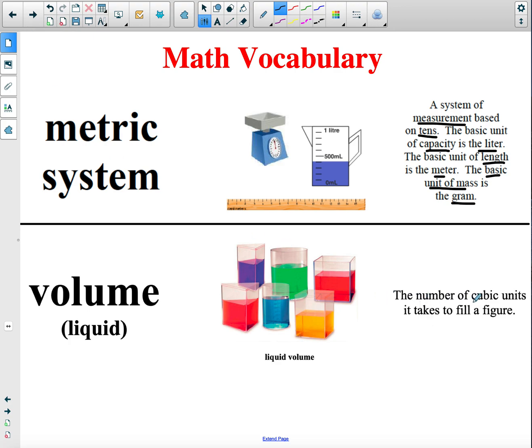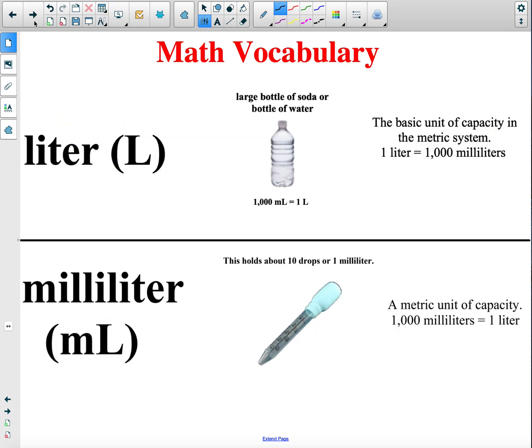So volume, like I said, is the number of cubic units that it takes to fill a figure. So cubic units will mainly be used for solid volume. We're going to look at liquid volume today. So instead of cubic units, we're going to be using liters and milliliters. A liter is the basic unit for capacity or volume in the metric system, and 1 liter is equal to 1,000 milliliters.